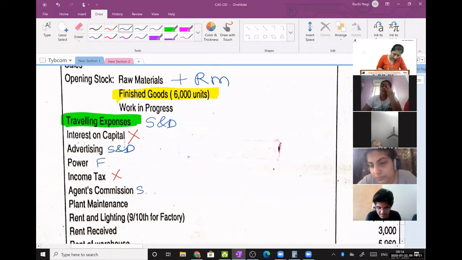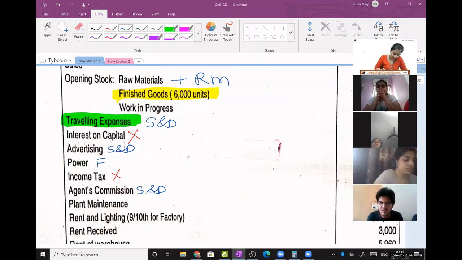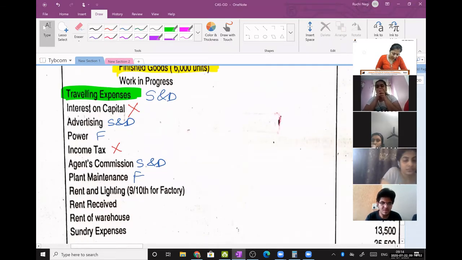Plant maintenance. Where will this go? Okay, Sonal and Asif also gave the right answer. Good. Plant maintenance means repairs and maintenance. Yeah, very good. Very good students. Yes, it is factory. Excellent.